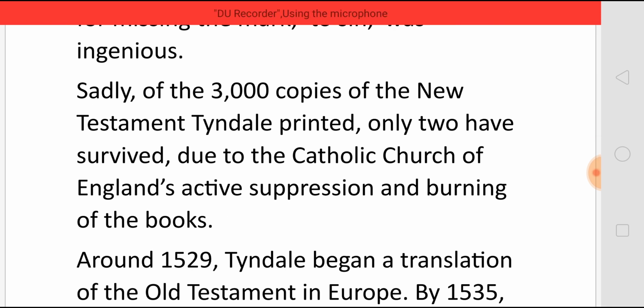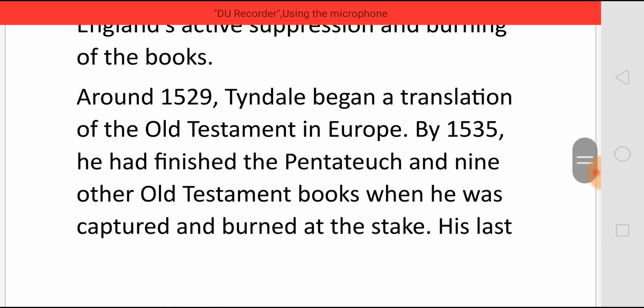Sadly, of the 3,000 copies of the New Testament Tyndale printed, only 2 have survived to date due to the Catholic Church of England's active suppression and burning of the books. All the other copies were burnt. Around 1529, Tyndale began a translation of the Old Testament in Europe. By 1535, he had finished the Pentateuch and 9 other Old Testament books when he was captured and burnt at the stake.